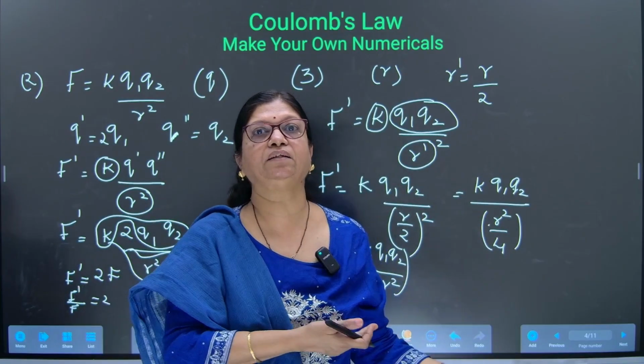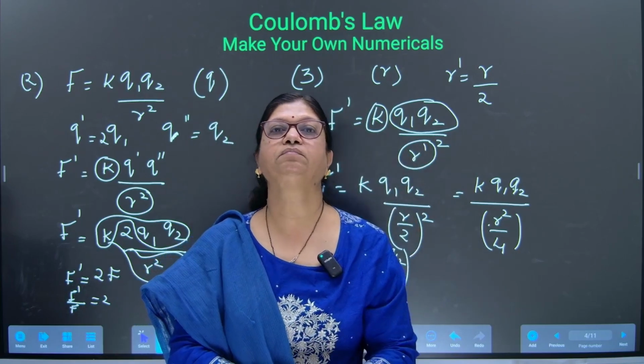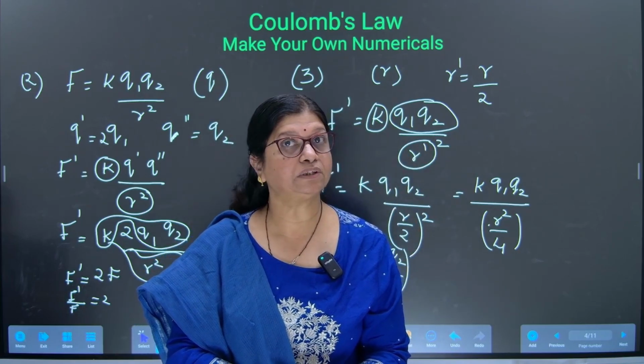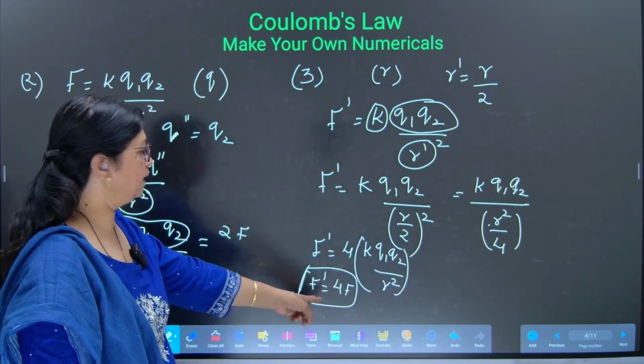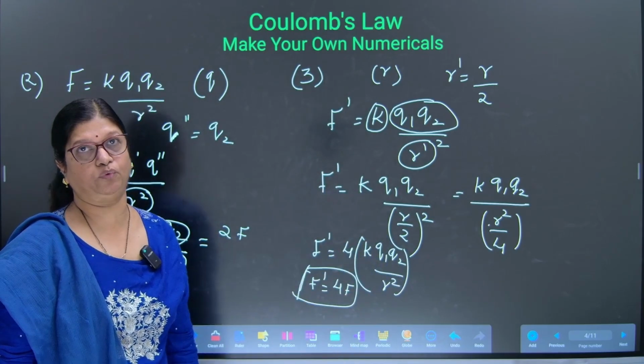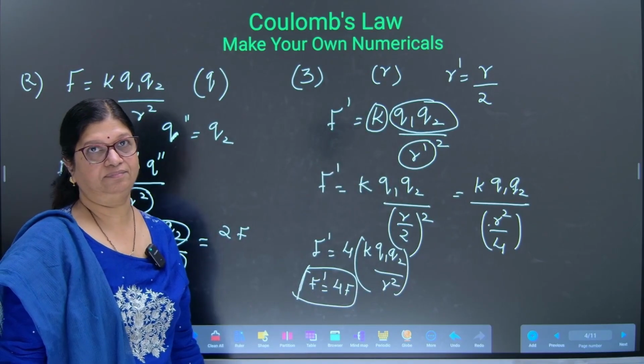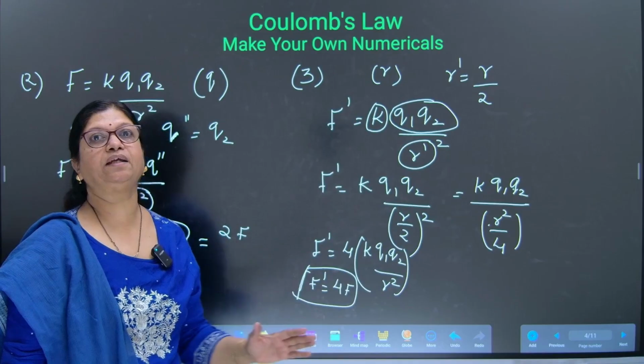So students, again in this question, distance is reduced to half. Okay, then the force is doubled. Is the force doubled? No. The force is 4 times. The new force is 4 times the old force, because r dash is squared here. Clear? I hope I am clear with the variations.